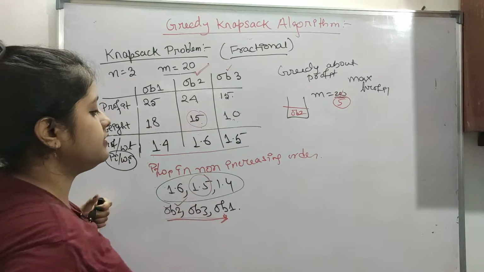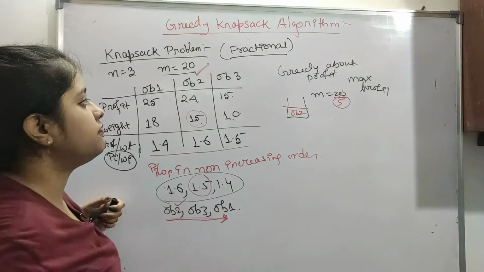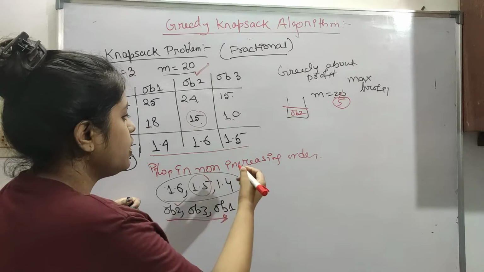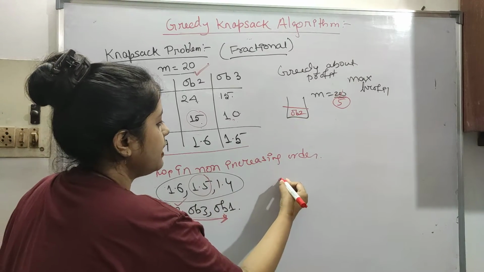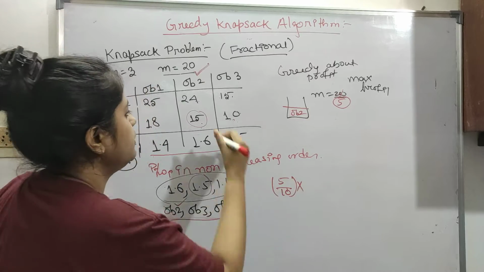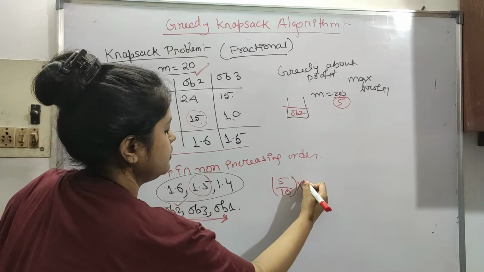1.5 means this object 3. Don't put first here, this step. First step means you are done already. So let's say here we can take 5 of 10th weight and profit will be 15.